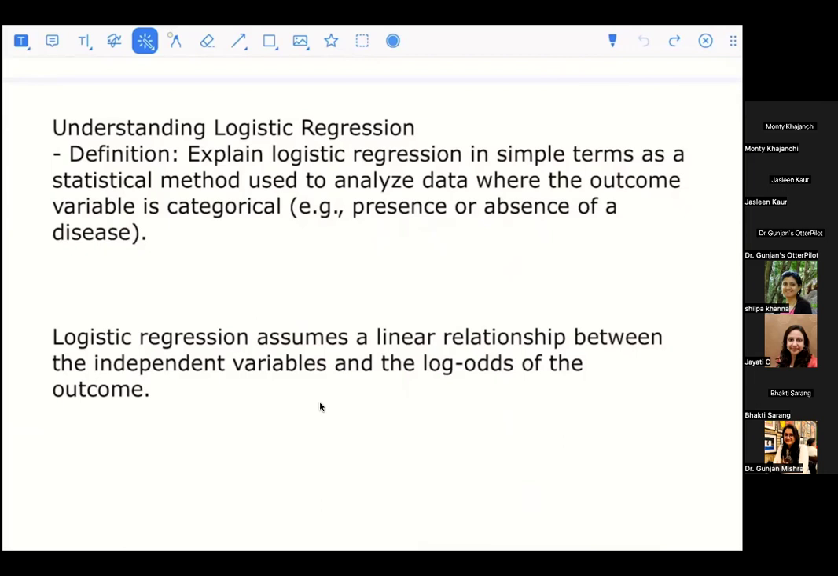Here it is very important. Normally, suppose we are modeling a particular continuous dependent variable. Suppose the dependent variable is continuous and the independent variable could be anything. In that scenario, we use linear regression because the outcome variable is continuous.